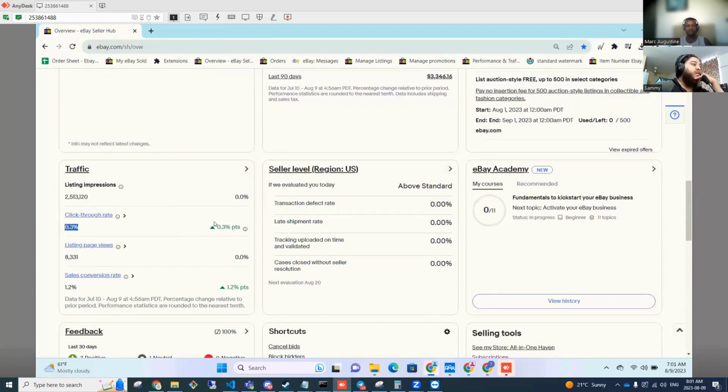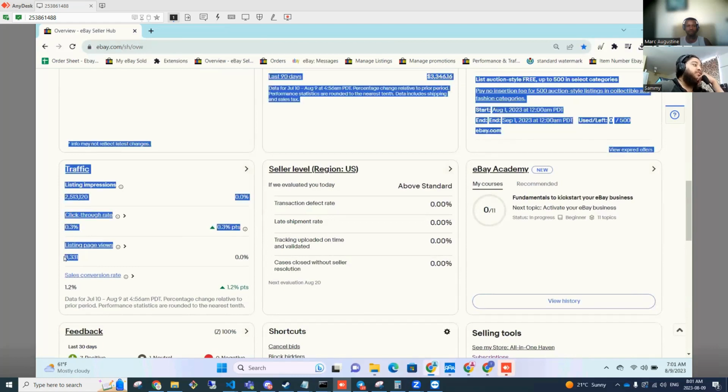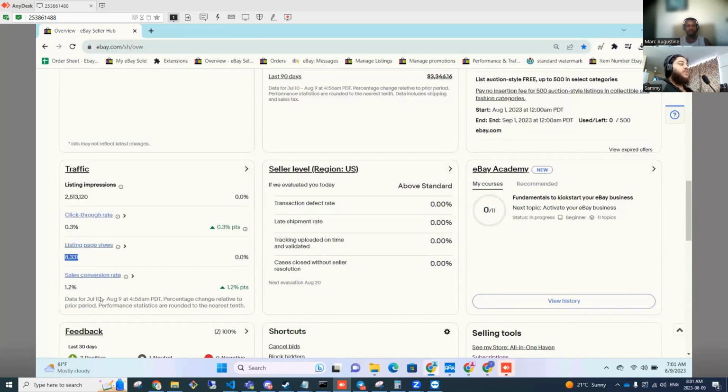So our click-through rate is 0.3%. And then our listing page views is 8,331. So that means from that 0.3%, people clicked it, and a total of 8,331 people actually landed on the page. And then 1.2% of those people actually purchased something, which, in my opinion, might seem low to you, but we're doing things at scale. So in the end of the day, if you want to sell anything, you just gotta scale it up.